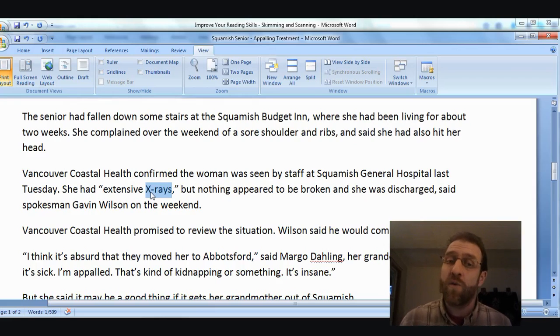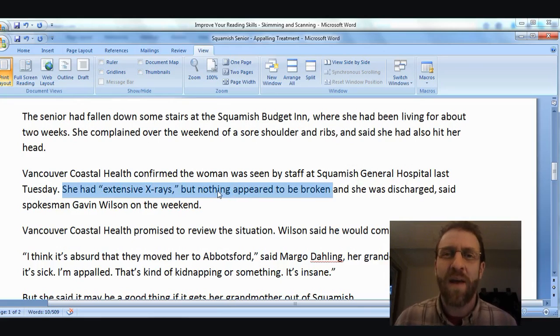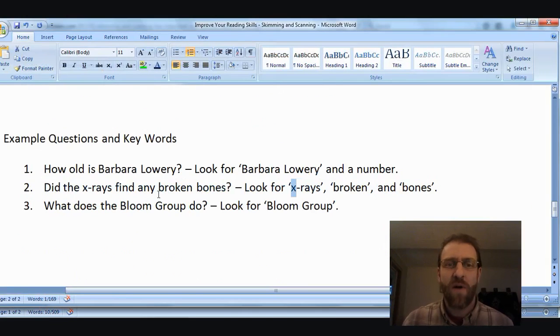Now my other keywords were broken and bones, and really close here, I see broken. I don't see the word bones, but we can look. She had extensive X-rays, but nothing appeared to be broken. Okay, so nothing was broken. Back to our question, did the X-rays find any broken bones? The answer would be no. The word X-ray brought us closer, and the word broken gave us the answer we were looking for.